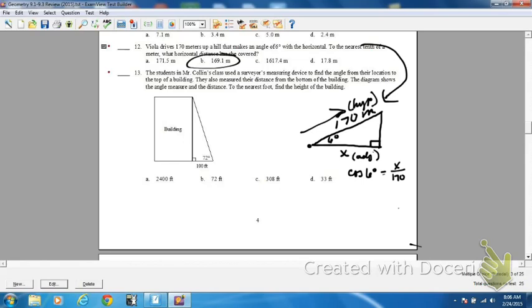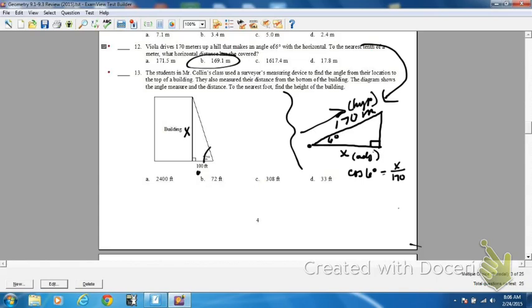Number 13, the students in Mr. Collins' class used a surveyor's measuring device to find the angle from their location to the top of the building. They also measured their distance from the bottom of the building. The diagram shows the angle measure and the distance to the nearest foot. We want to find the height of the building. So it's just telling us what we want to find, really. I'm not so worried about the problem, as I already have the picture.